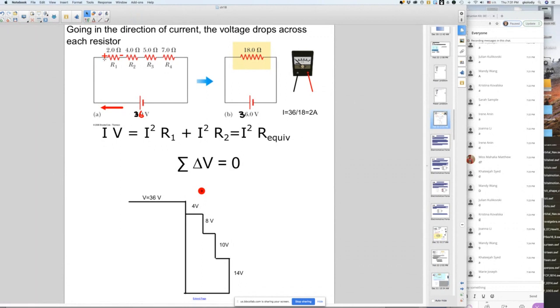And you can find the voltage across each one of these by multiplying I times R. This I, 2. 2 times 2 is 4. So that's the voltage across the first one. 2 times 4 is 8. That's the voltage across the second one. 2 times 5 is 10. That's the voltage across the third one. And 2 times 7 is 14. That's the voltage across the fourth one. So each time it goes across one of these resistors, it loses some of that 36 volts of energy that it had.